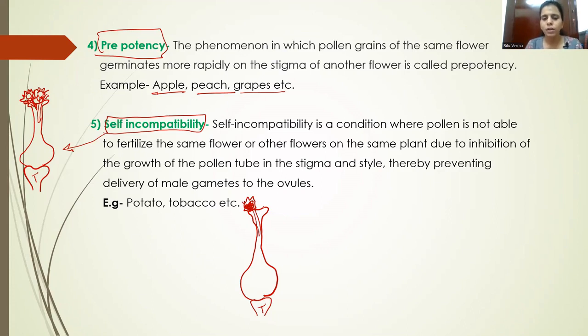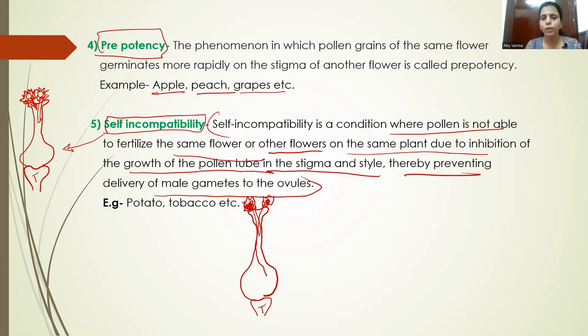So if the pollen grain of any other flower of the same species falls on it, it will definitely lead to germination of pollen grain and formation of pollen tube, and finally the fertilization of the egg cell. So self incompatibility is a condition where pollen is not able to fertilize the same flower or the other flower on the same plant, due to inhibition of growth of the pollen tube in stigma and style, thereby preventing delivery of male gametes to the ovule. This can be found in potato and tobacco.